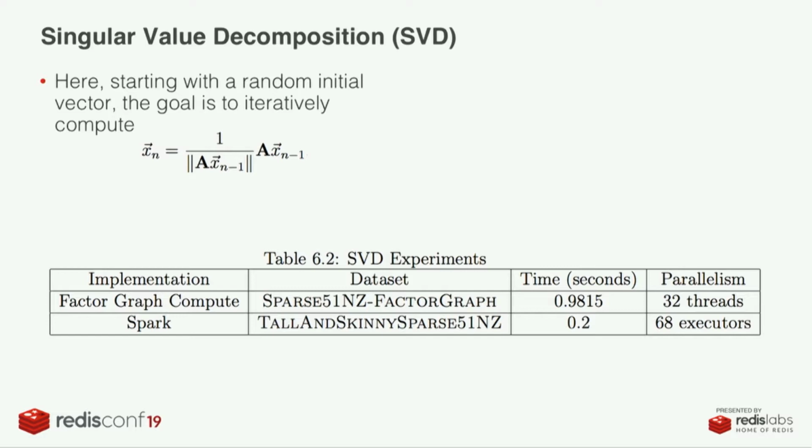In a paper published about Spark, they ran it on 68 executors, so that's about a 68 machine cluster. We ran it on a single machine with 32 threads, and we were able to achieve very similar results: 0.98 seconds versus 0.2 to actually compute singular value decomposition. And the actual algorithm for singular value decomposition is almost the same as the PageRank algorithm I showed.